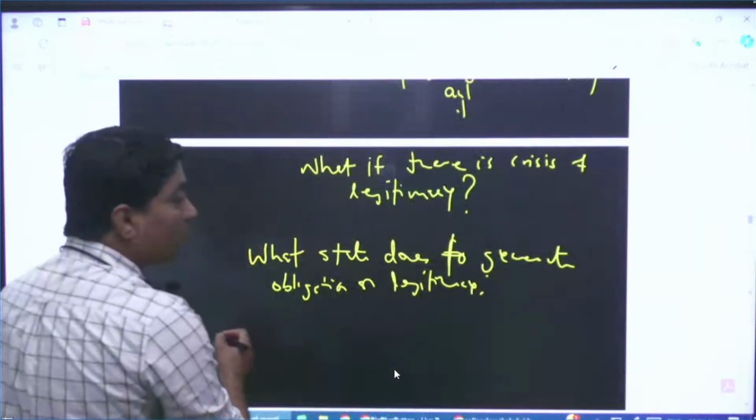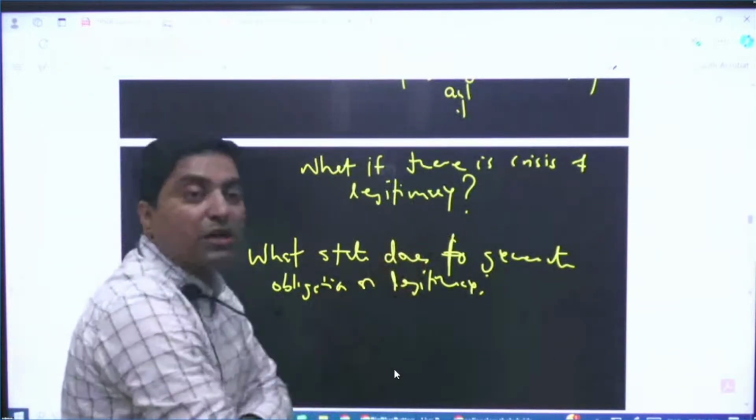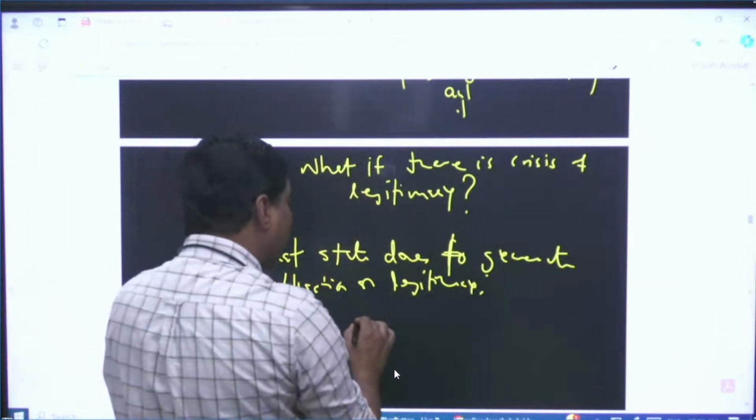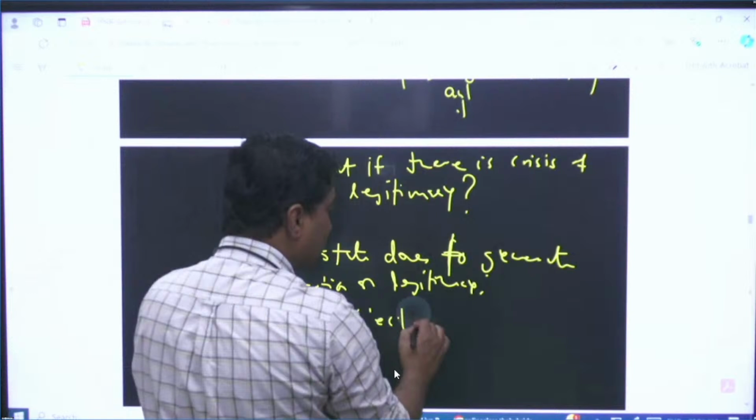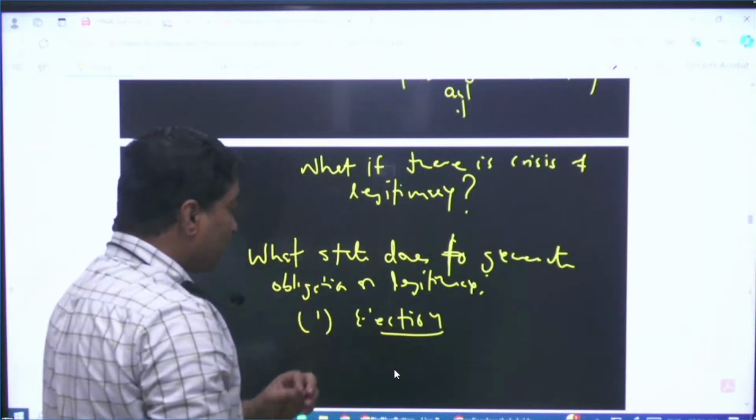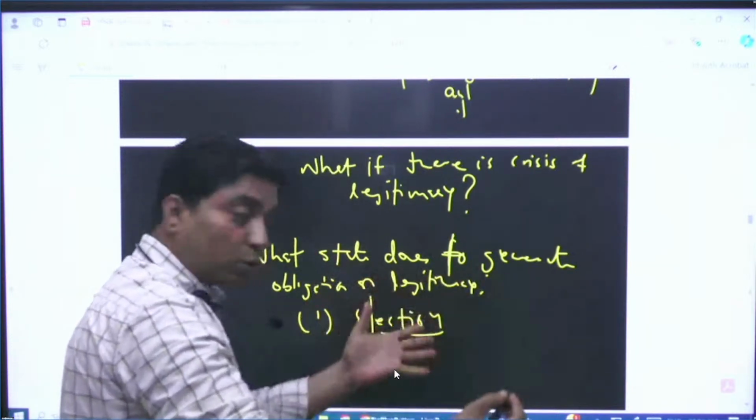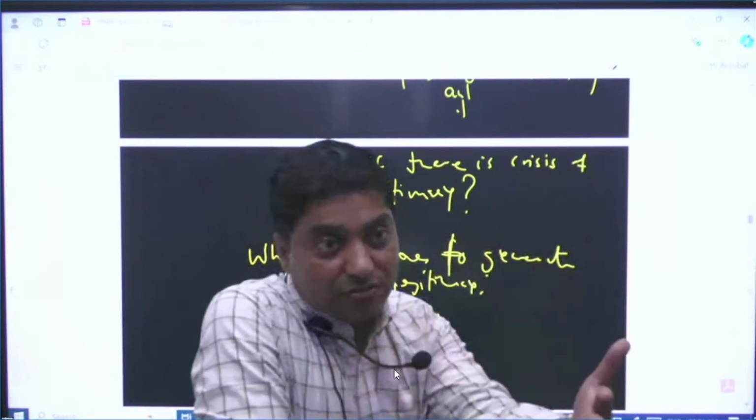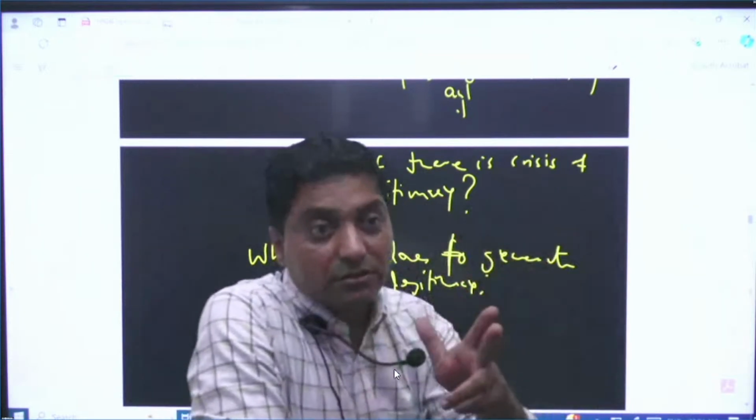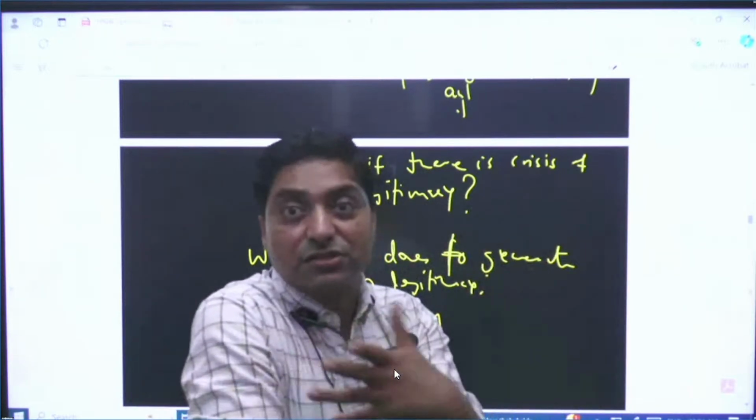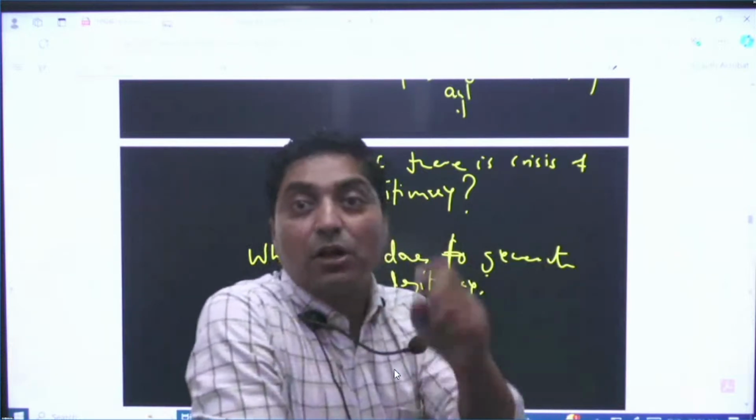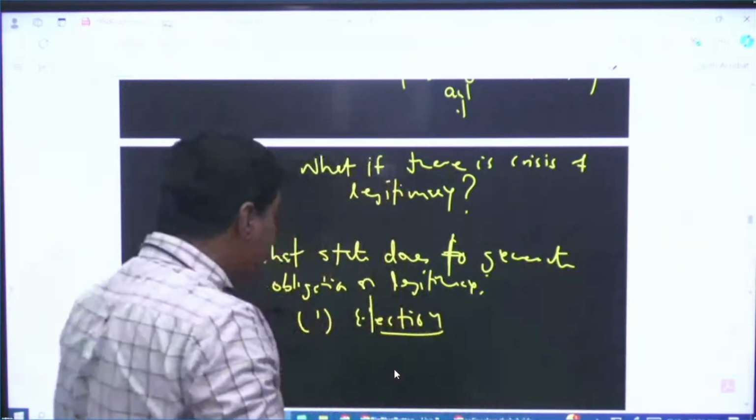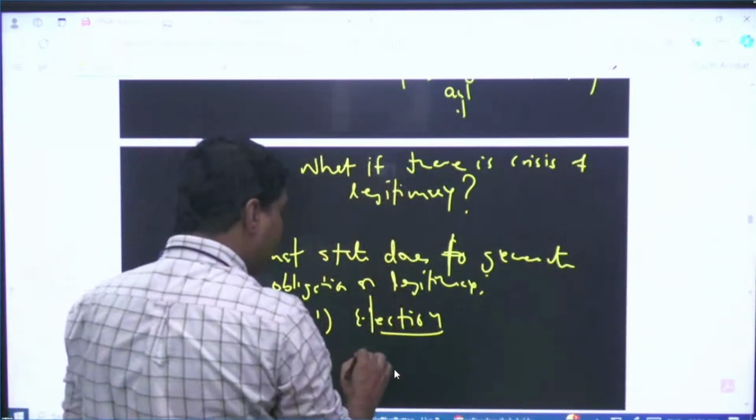Now, a state follows several programs to earn legitimacy. First is the election, right? Every state conducts elections, whether it's an authoritarian state, even China conducts elections, right? Russia conducts elections, and Putin is an elected leader, right? In a democracy, the state conducts elections so that people can accept that, okay, that leader is an accepted leader, and people obey them.